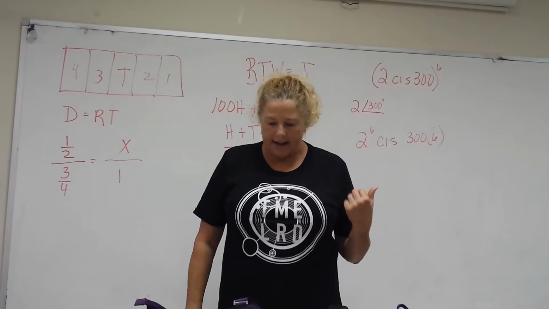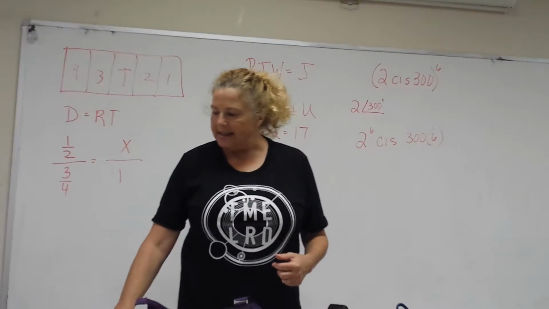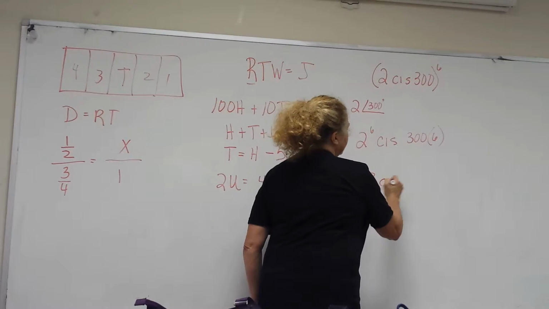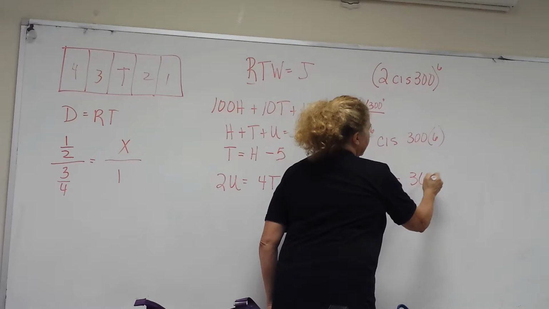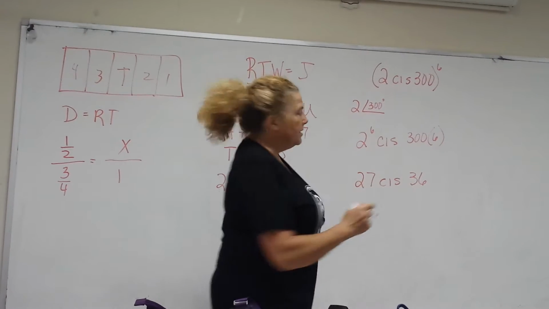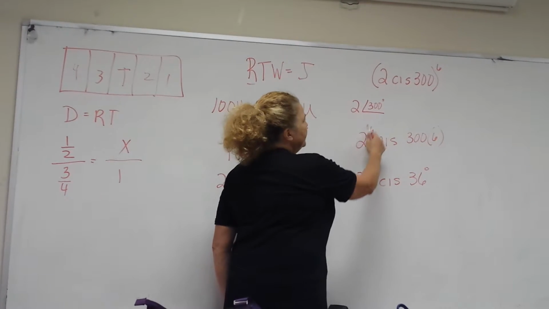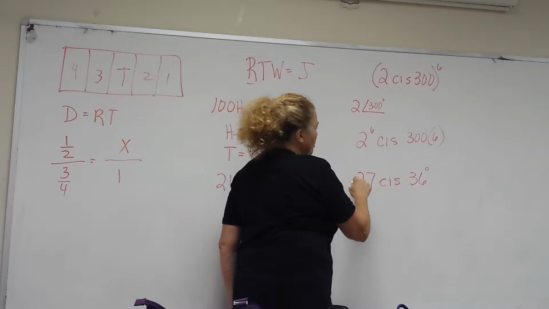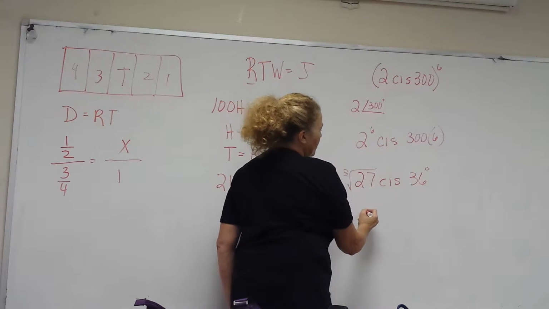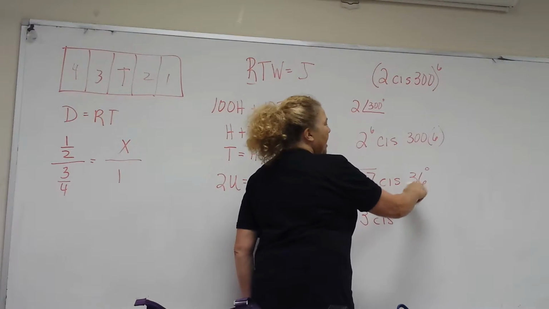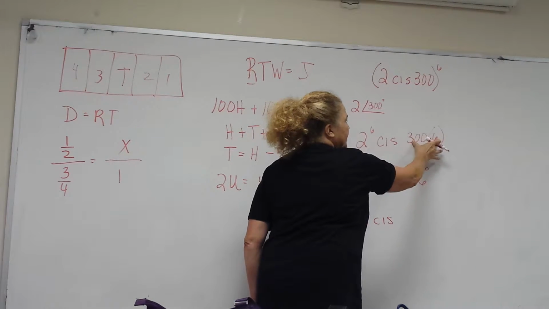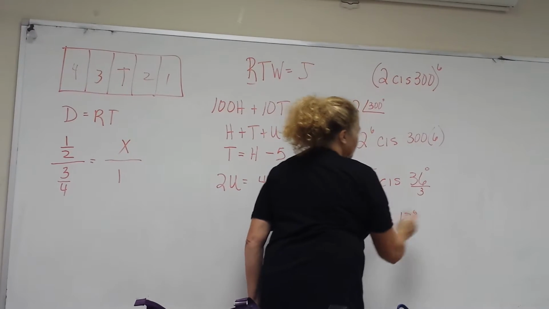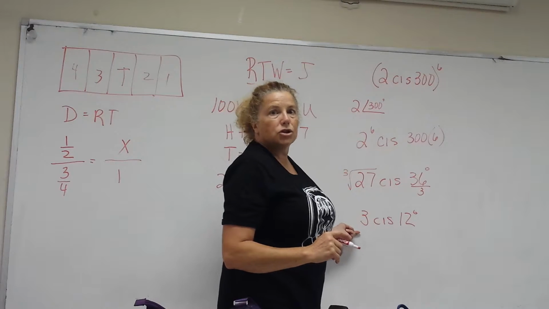Number 11, find the 3 cube roots of 27 cis 36. Okay? 27 cis 36 degrees. Remember, we raised this to a power when we were multiplying. So to get a cube root, you get the cube root of 27, which is 3. And we multiplied by 6, so we divide by 3 to get the cube root. So our first answer is 3 cis 12.